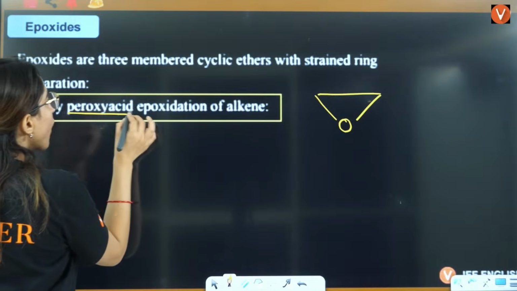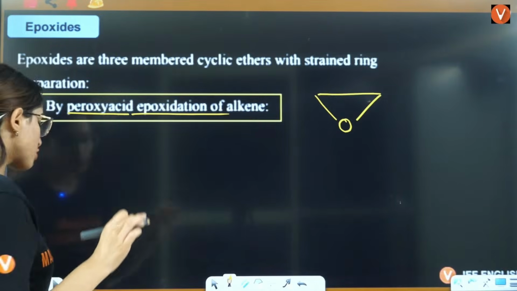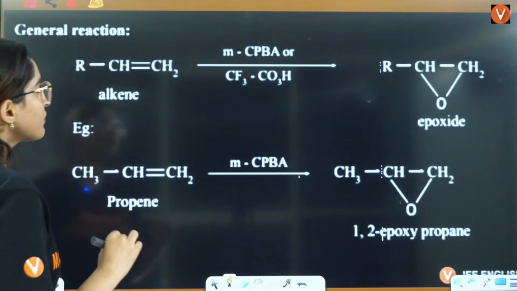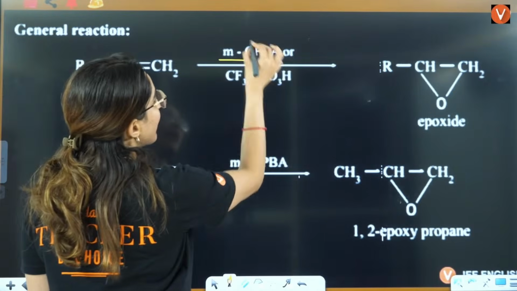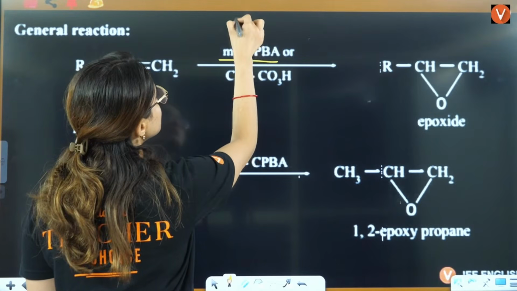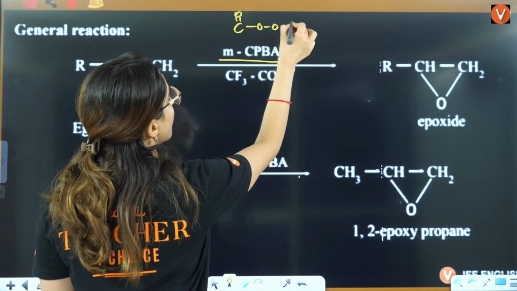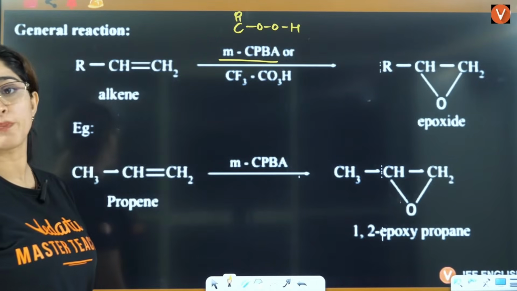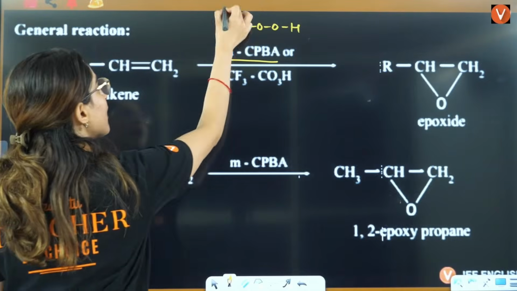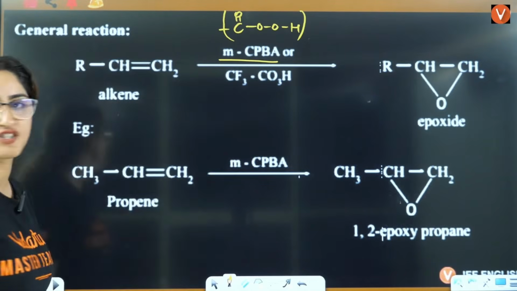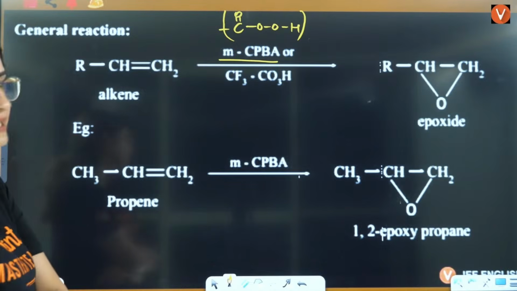By peroxy acid epoxidation of alkene. Peroxy acid is the one which has C double bond O OOH. That is your peroxy acid. It will always have this kind of linkage here. That is your peroxy acid.